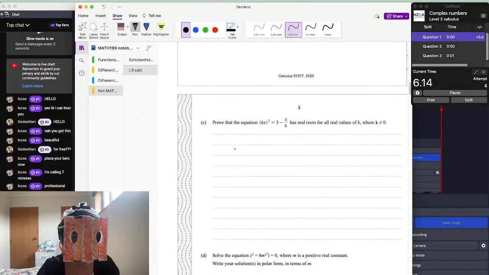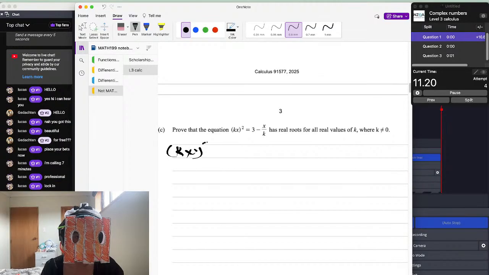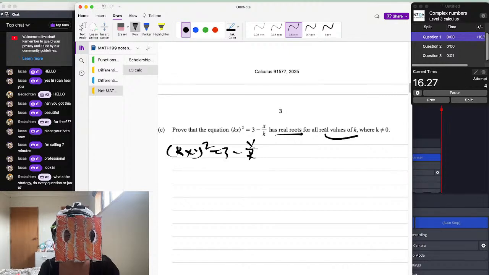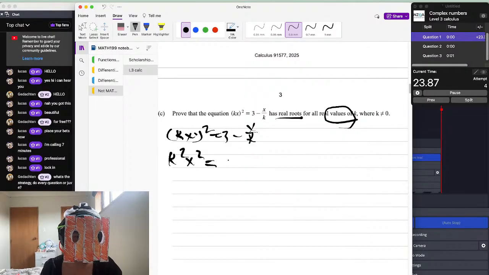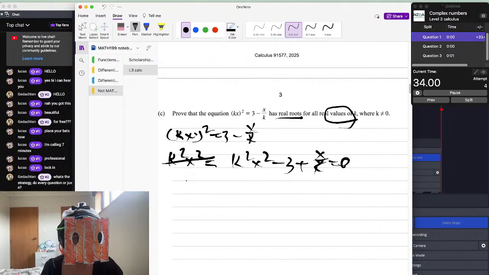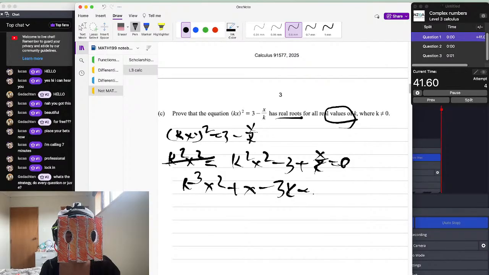Okay, let's see. Let's go with question D. Prove that the equation kx squared equals 3 minus x over k has real roots for all values of k. Alright, so we start by putting minus 3 plus x over k equal to 0, and multiply it by k. That's going to give us kx squared plus x minus 3k equal to 0.